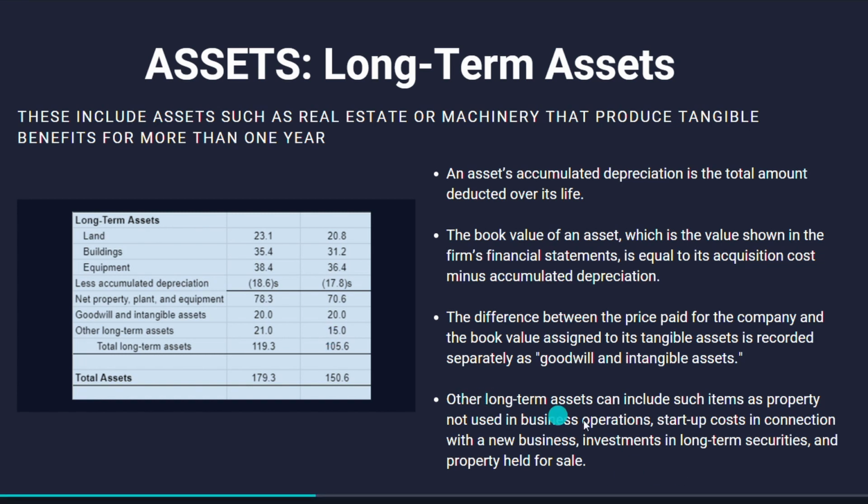Other long-term assets can include such items as property not used in business operations, startup costs in connection with the new business, investments in long-term securities, and property held for sale. The sum of all the firm's assets is the total assets at the bottom of the left side of the balance sheet in the table shown.